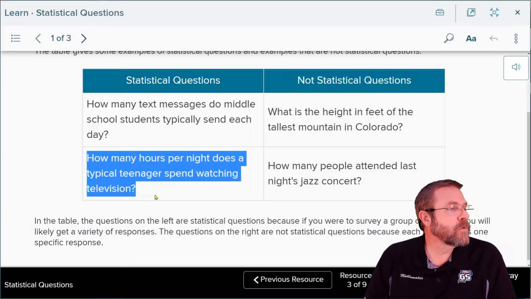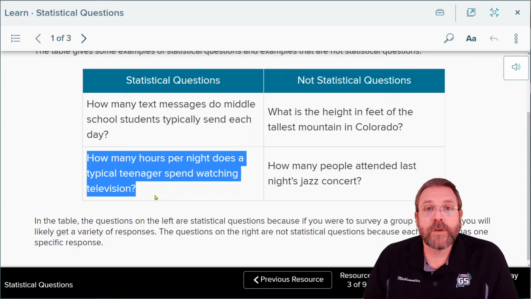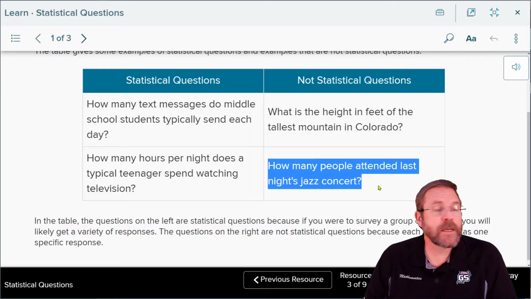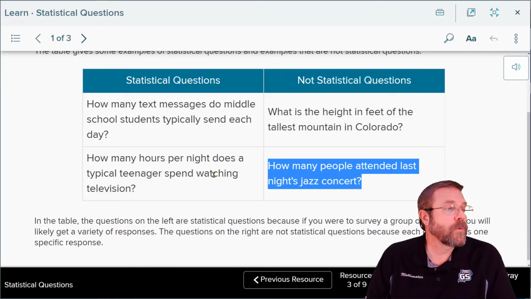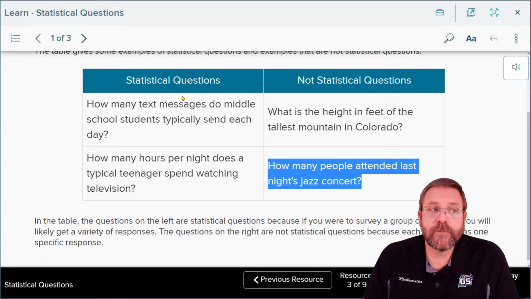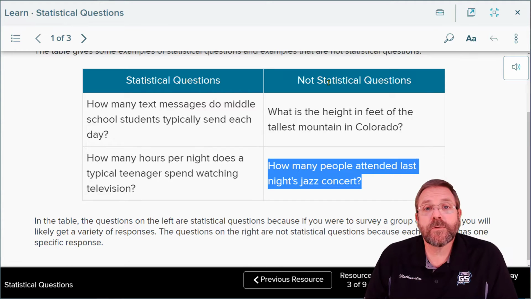A good statistical question: how many hours per night does the typical teenager spend watching television? These are things you could ask people. However, how many people attended a jazz concert last night? That is an exact number. That's not something that you can actually survey people to get different answers for. Real simple, statistical questions, your answers are going to vary, while non-statistical questions, there is one solid answer that goes with them.